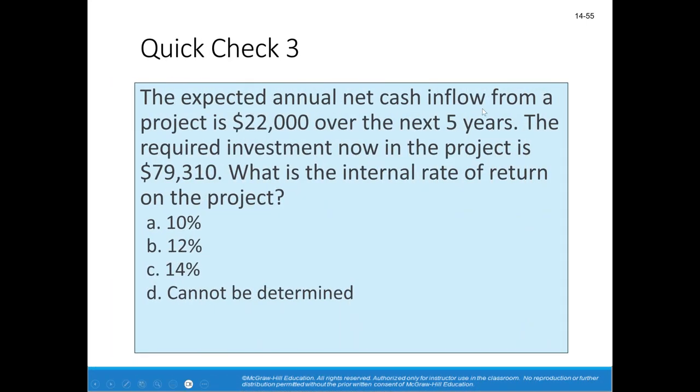Expected annual net cash inflow from a project is 22,000 over the next 5 years. The required investment now for the project is 79,310. This is something great for an HP 12C. So I'm going to put in 10 for N. My investment would be a negative 79,310. So that would be my present value. My payments would be $22,000. No future value. So what is my return?